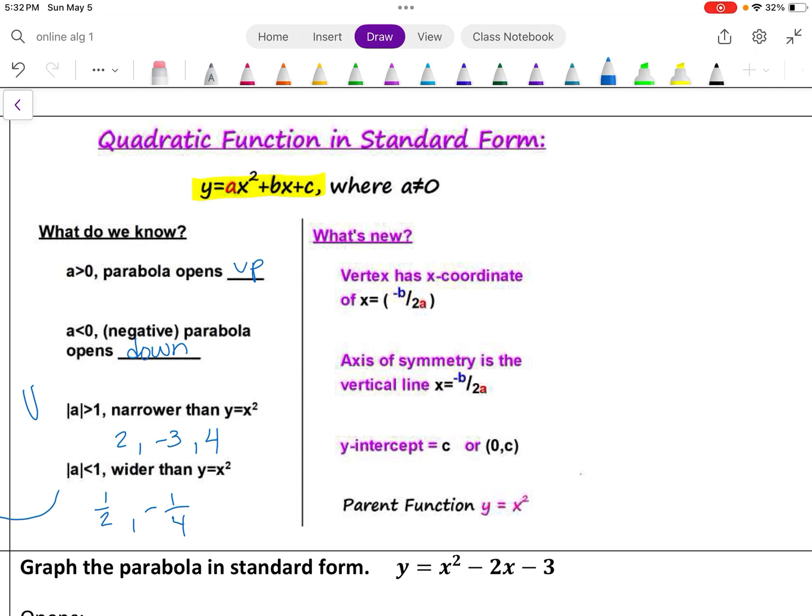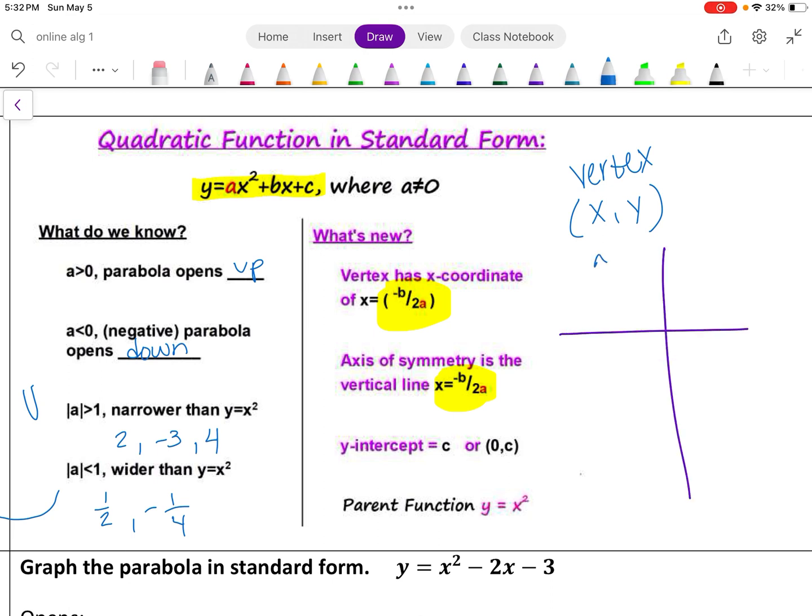What's new for standard form? So for standard form, in order to graph our parabola, remember we need our vertex, right? Our x, y for our vertex. So in order to find that, we're going to use this formula, negative b divided by 2 times a. Okay, so when we use that formula, that's going to give us our axis of symmetry, and it's going to give us the x value of our vertex.